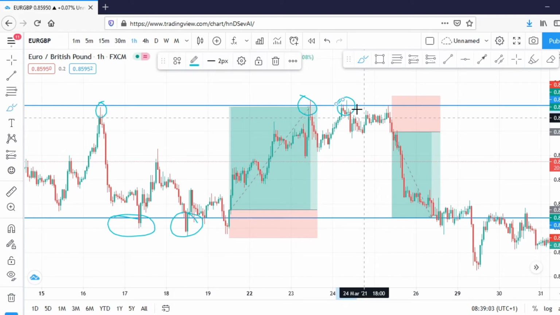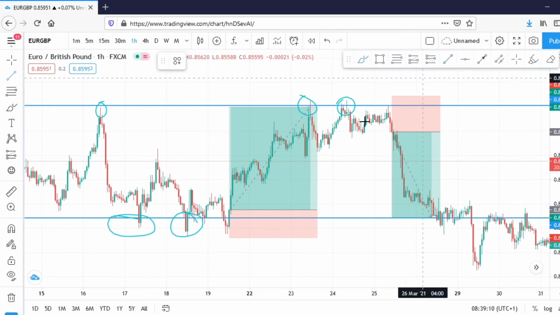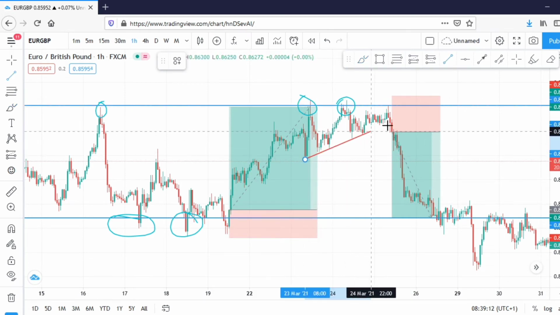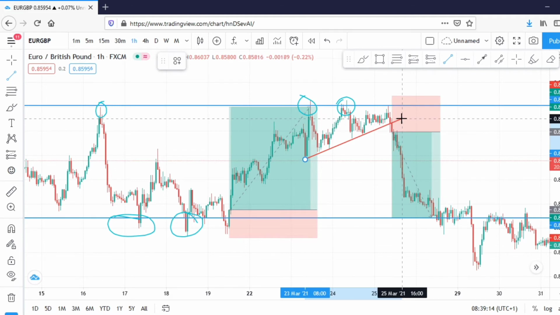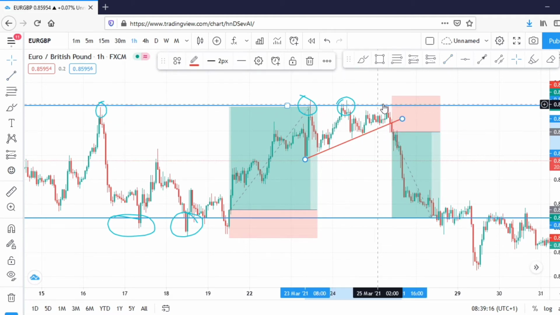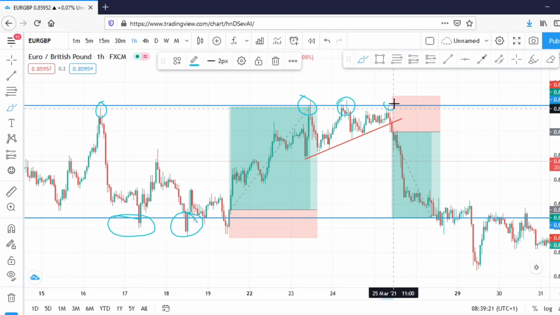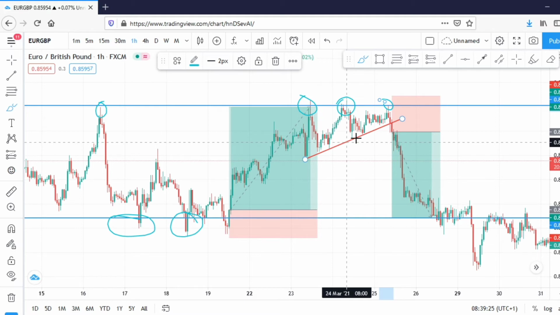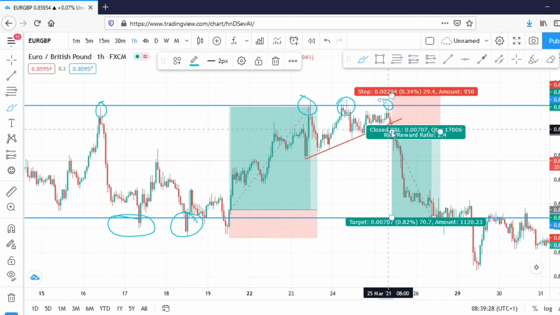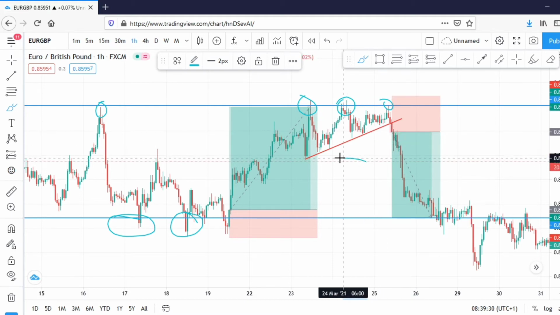I could have entered on formation of this pin bar. Okay, it would have taken time for me to come down, but I didn't. What I noticed, price was forming a higher high, although it couldn't break this resistance level here. So what I did was to wait for price to break below this trend line before entering, to confirm my entry.